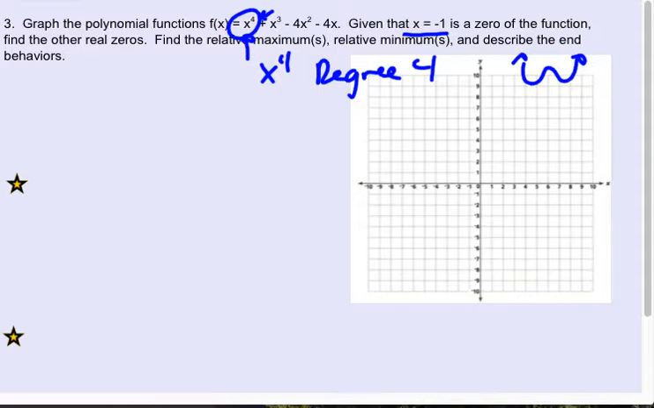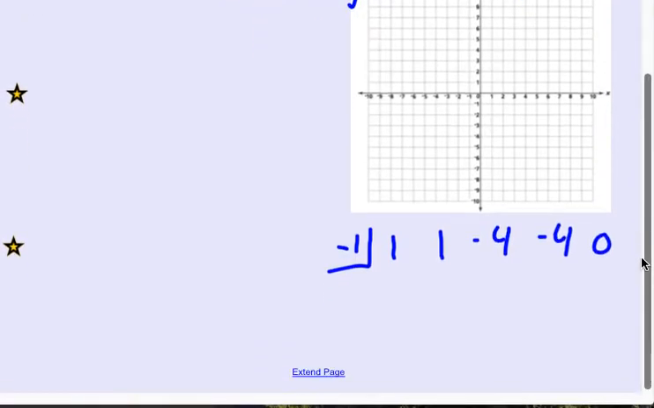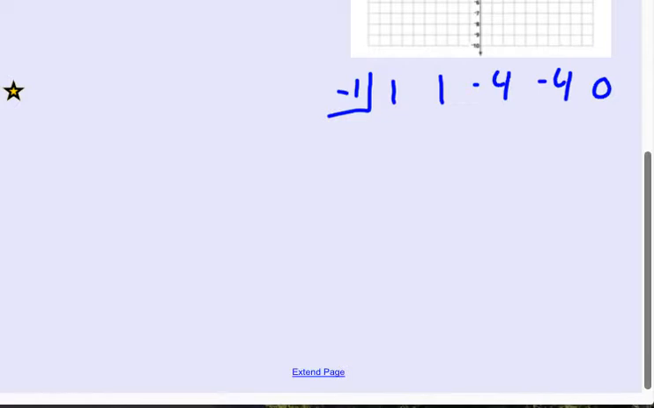So they give us 1, 0, and that's -1. So that's the number that goes in the box. And then list out your constants and coefficients there: 1, 1, -4, -4, and 0. There was no constant, so we put that one in there. And then start our synthetic division so we can get our other zeros.